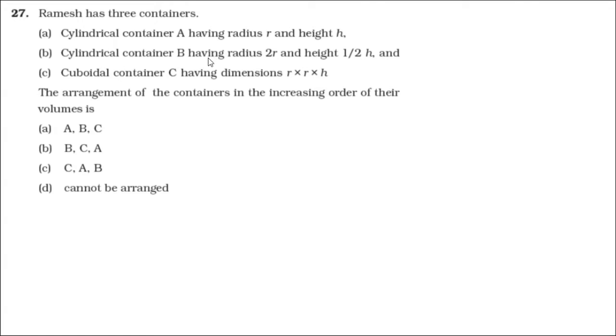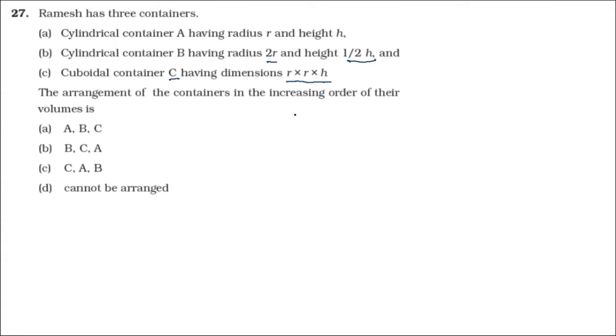Question number 27. Ramesh has three containers: cylindrical container A having radius R and height H, cylindrical container B having radius 2R and half H as the height, and cuboidal container C having dimensions R into H. The arrangement of the containers in the increasing order of their volumes is.